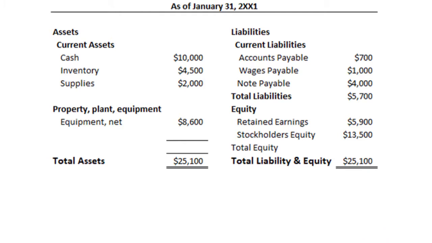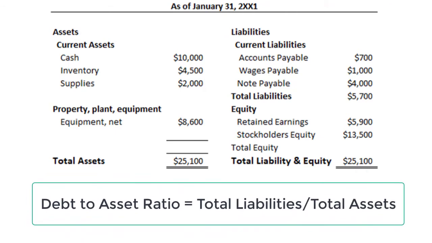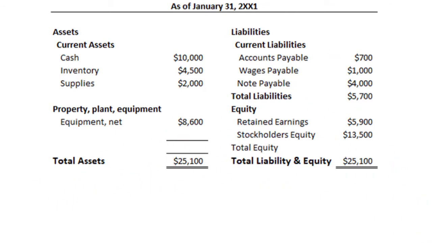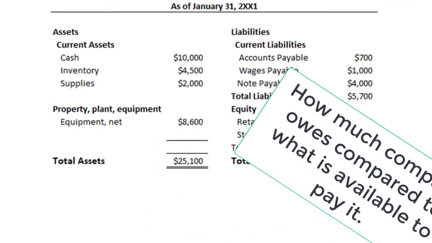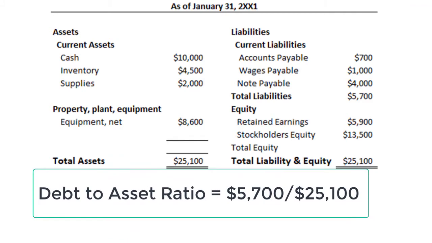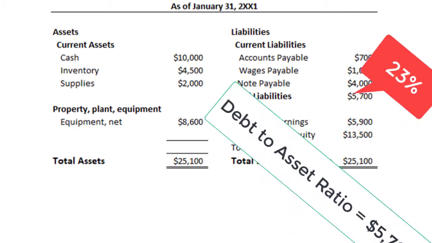The debt to asset ratio takes liabilities and divides by total assets. This indicates how much the company owes in total to what the company has available. This is usually provided as a percentage. The lower the percentage, the lower the debt the managers have to worry about.